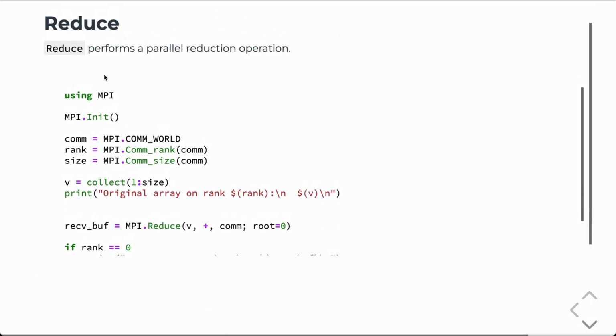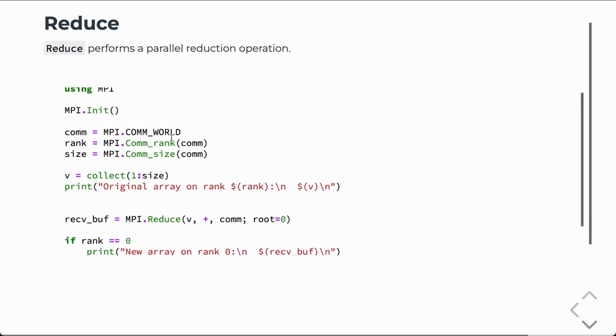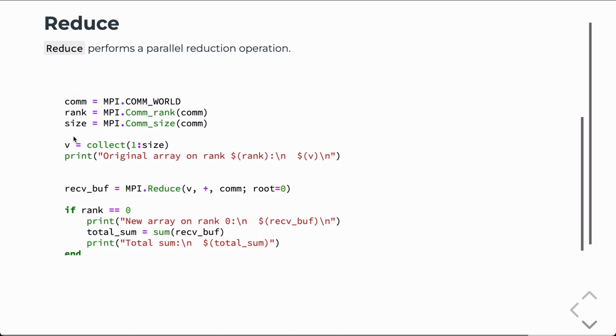Okay, so reduce was kind of already described on the first slide, at least for the addition case, and that's the case we're going to demonstrate here. So again, same initialization code. Now this time, we're going to create on each processor a vector. It's just a vector that goes from 1 to size. So if it's 2 processors, this will just be 1, 2.